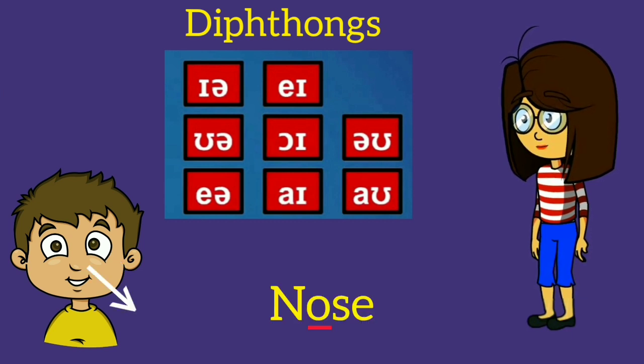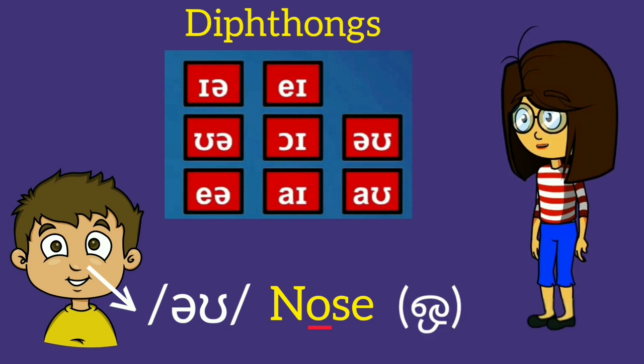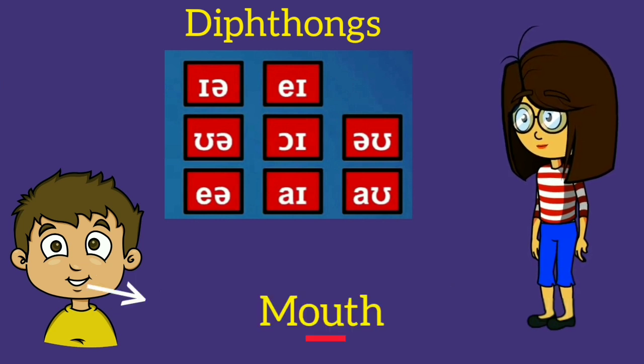Nose sounds like the phoneme O. This phoneme is similar to the Tamil letter O. Mouth sounds like the phoneme Ow. This phoneme is similar to the Tamil letter Ow.